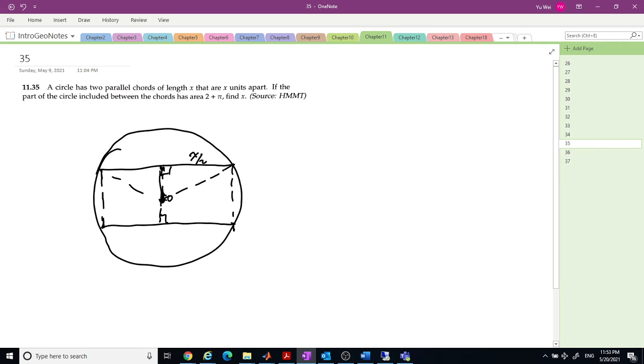Then you can see the distance between the 2 chords is also x, so half of this is x over 2. So now we know that this is an isosceles right triangle. So this is 45 degrees and this is 45 degrees. Once we know the two 45 degrees, right, this is 45. By symmetry we know this is 90 degrees, so we know this part.